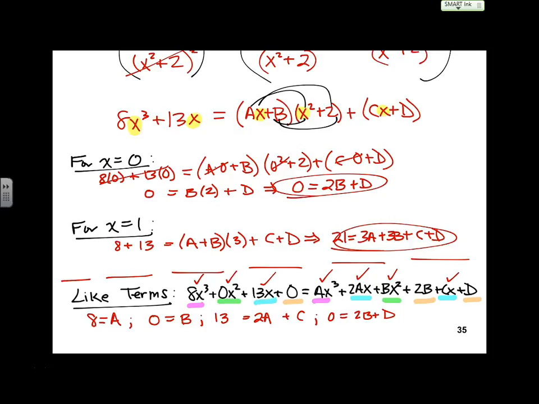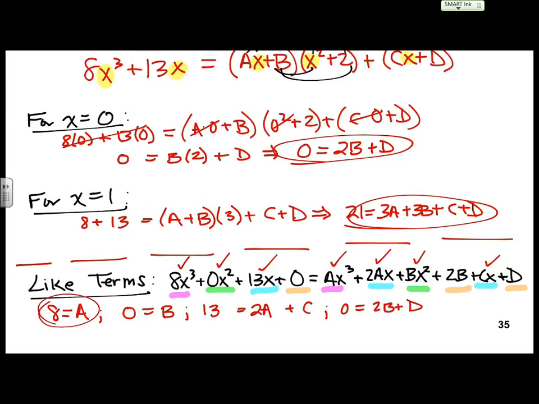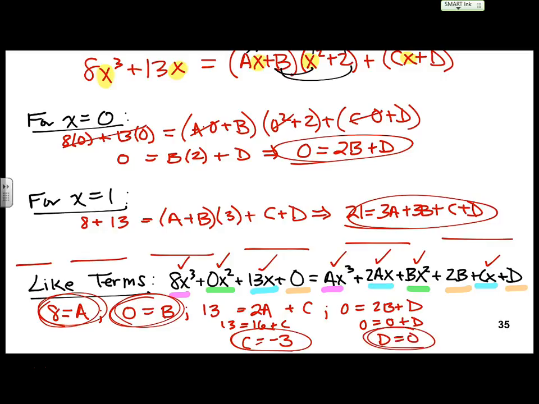Got it. Now, do we still have 4 equations? Yes. But are they impossible to solve? No, because I already see A. I already see B. Can't we plug in A to find C? 13 equals 2 times 8 is 16 plus C. C is equal to -3. And then what's D equal? We'll plug in B. 0 is equal to 2 times 0 is 0 plus D. D equals 0. That's a whole lot easier than that nasty system of 4 equations we were going to end up with right above.